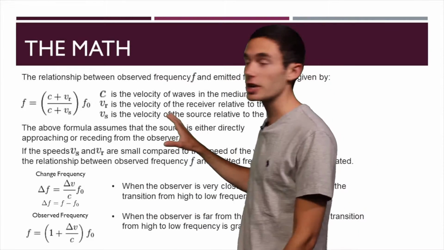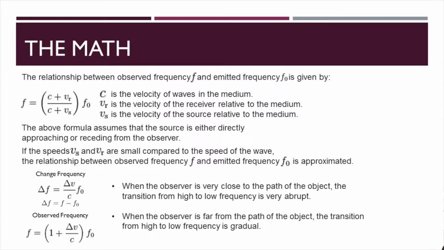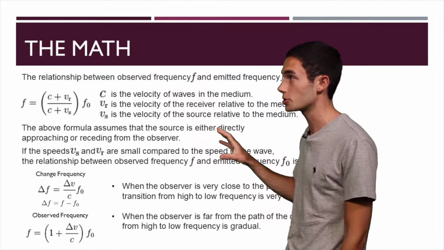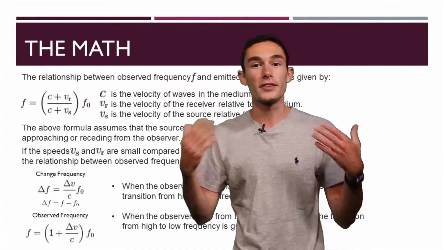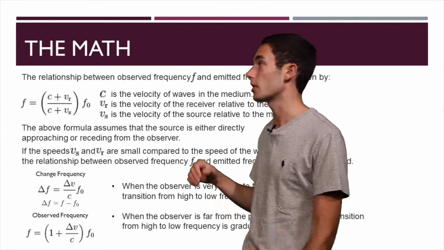As you can see by this equation behind me, the relationship between observed frequency and emitted frequency is given by the equation here. C is the velocity of waves in the medium, while vR is the velocity of the receiver relative to the medium, and vS is the velocity of the source relative to the medium. This above formula assumes that the source is either directly approaching or receding from the observer. So if someone was standing right in front of the car and they were about to get hit by the car, this is what they would hear.